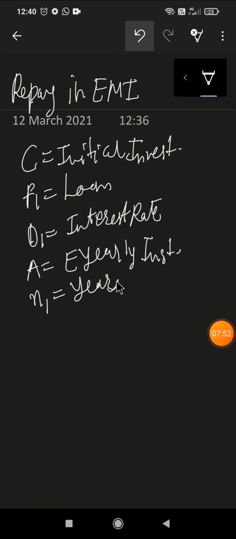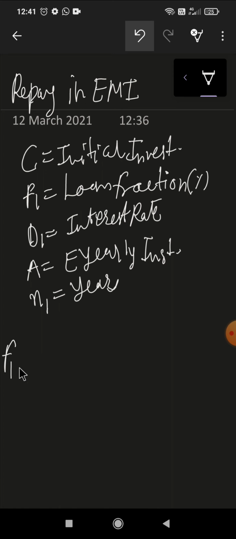Now the formula. Here F1 is the loan fraction. This value will be in percentage, 60 percent, 50 percent, or some percentage of the initial investment. So how much loan has been taken? The loan taken is F1, that is 50 or 60 percent of the initial cost. This is the loan amount.